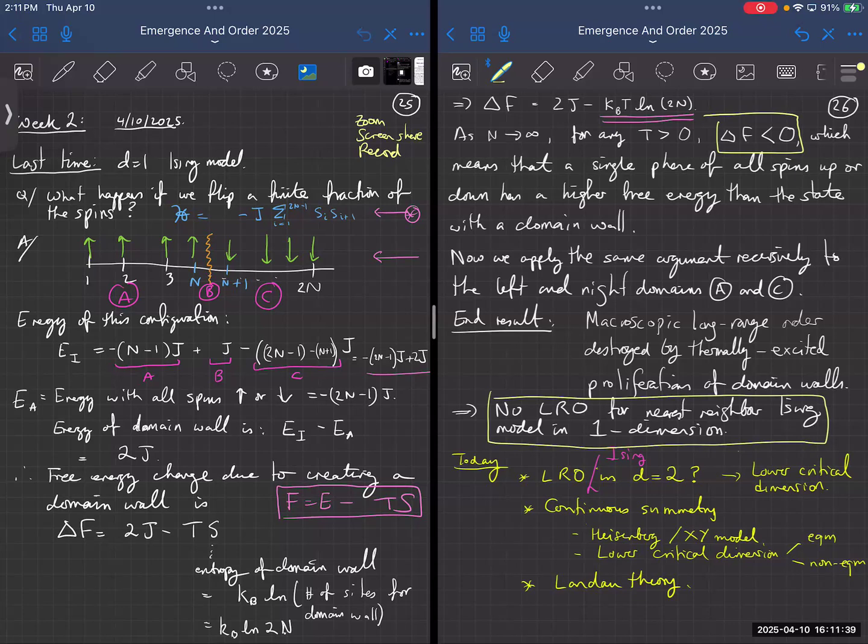Then we're going to talk about continuous symmetries, because I want to talk about systems with continuous symmetries, and I'll tell you what those are and why they're interesting. And then I want to try at the end today to get to talking a little bit about Landau theory.